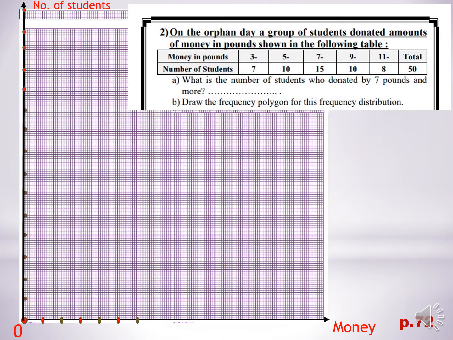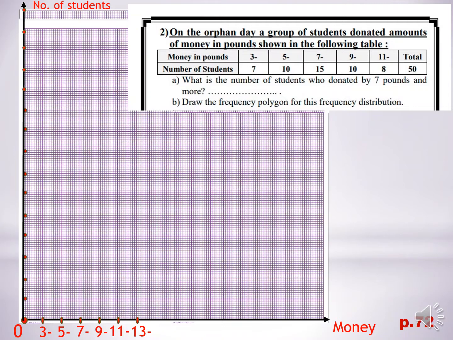And also on the y-axis, I will put a dot every one square. And then I will put the money in pounds on the x-axis as it is, from 3 to 5, and then 7, and then 9, and then 11, and then I will add one more, 13.